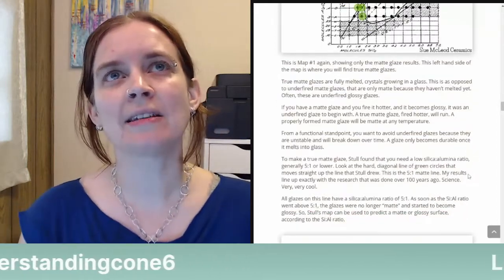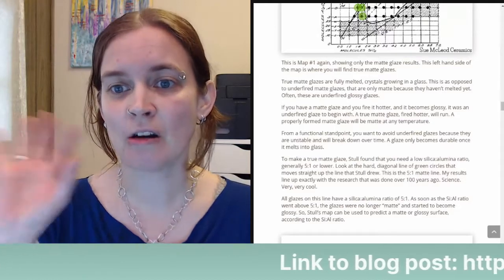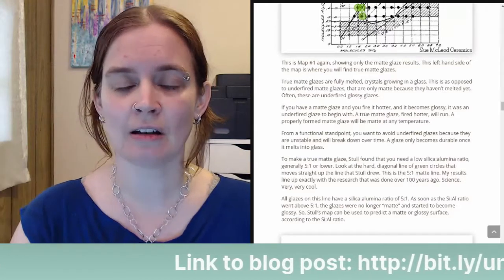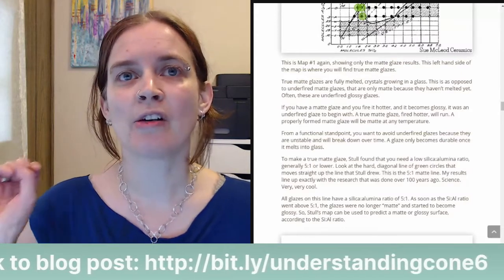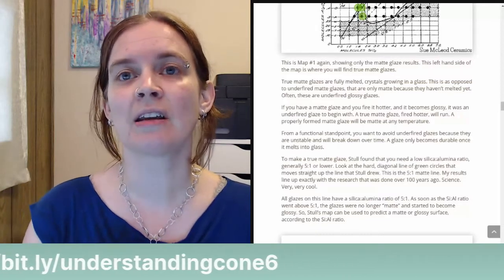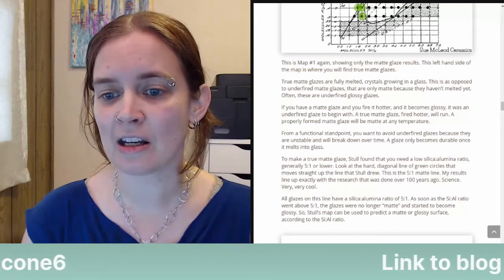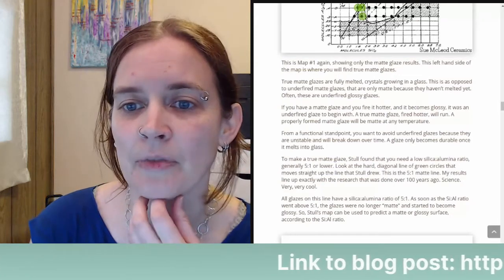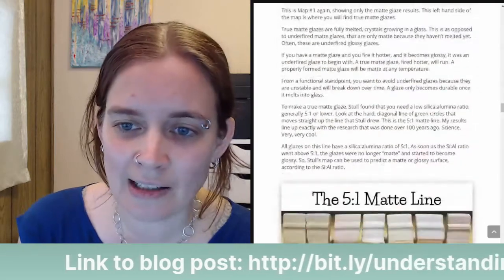And there are other ways to create a matte glaze aside from the silica to alumina ratio, like aside from plotting on Stull. Adding titanium is one way, where you have titanium crystals growing in the cooling cycle, which can create a matte glaze. So going through Stull is not the only way to create a true matte glaze. But yeah, I digress.